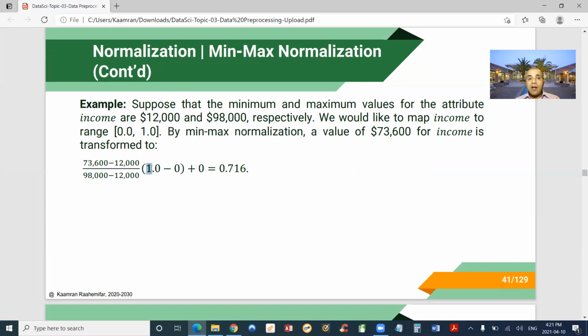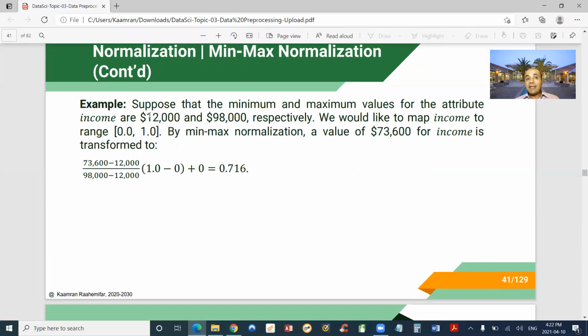Now, the scale I'm about to have is going to be between 1 and 0. And as you can see, this is 0.716 as the outcome. Now, if you wanted to make this a little bit easier, if you say that the minimum is 0 and the maximum is 100K, 100,000, then this would be a very easy number to see, 0.736.